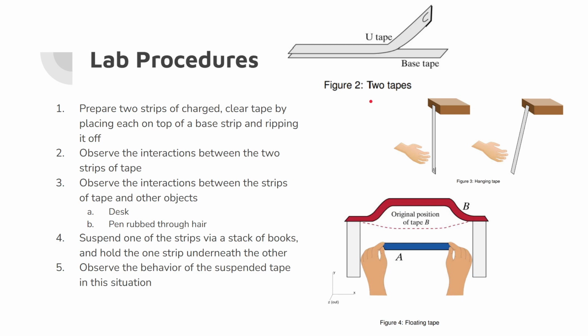So some lab procedures here. You see in figure 2 how we created the charged tape. Put that U-tape on the base tape, rip that bad boy off, and we got a charged tape because it strips the U-tape of electrons. And now we have our interactions between our hands and the U-tape. We have our pen rubbed through hair and the U-tape. We also have the interactions between the U-tapes together. Saw what happens. Suspended one.